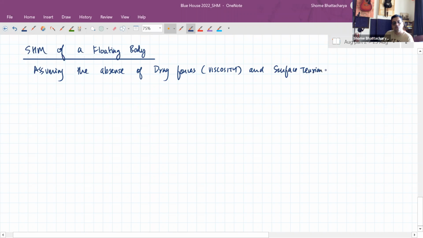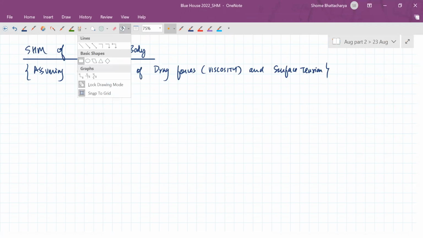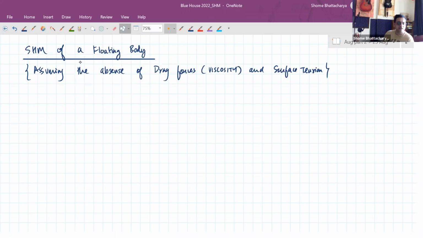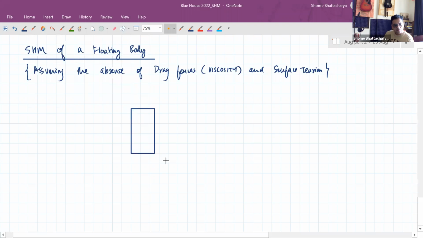So practically, you cannot assume they're absent, but if they're small enough to be negligible, then it is almost a perfect SHM. Over a period of time, it will dampen, but it will have a very large number of oscillations before it significantly dampens. So imagine a wooden block or something, a solid wooden block.